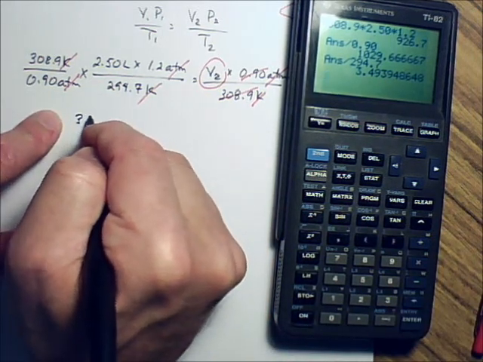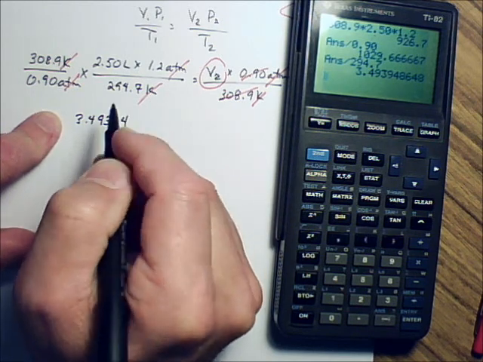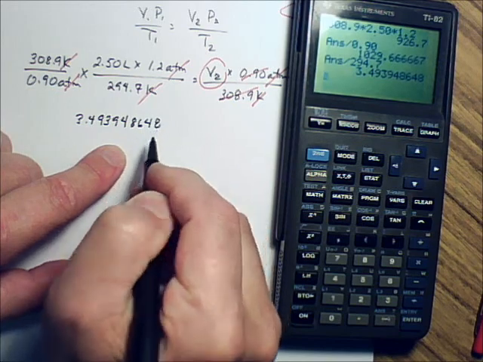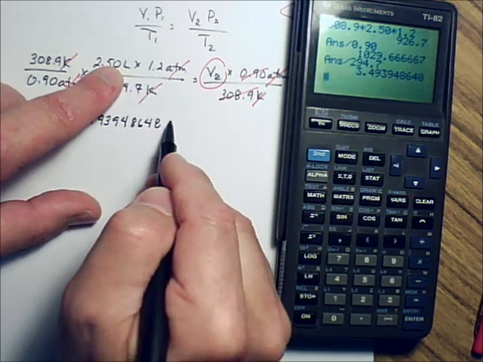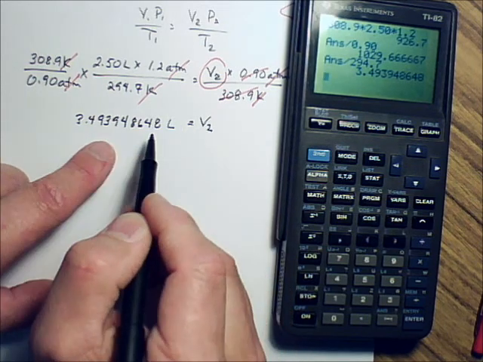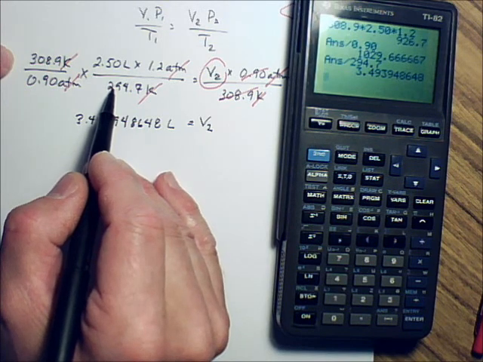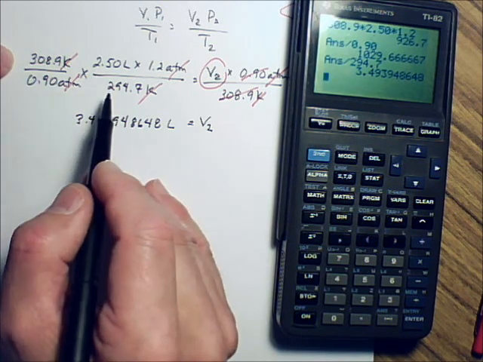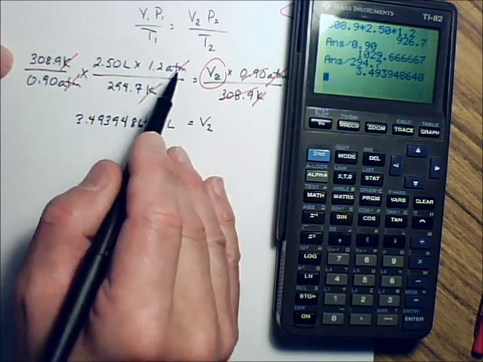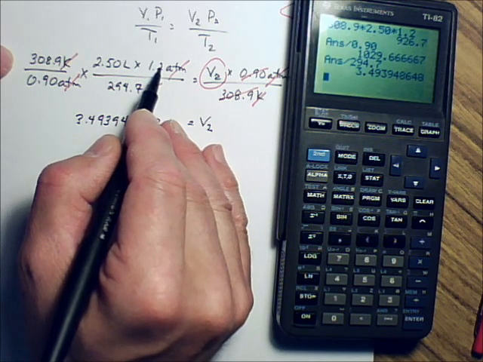So 3.493948648. Units I have left up here are liters, and that equals V2. But now I need to round off. So I'm going to look at all of these measurements in the problem. Remember, we're only going to look for measured or calculated numbers when we're figuring out significant digits for the answer. And this number has the least number of significant digits. I've got 2 significant digits here.